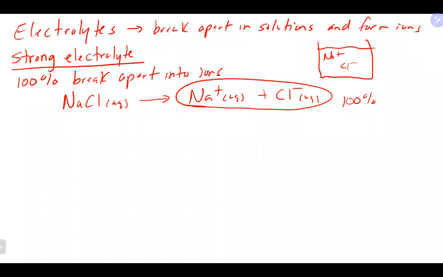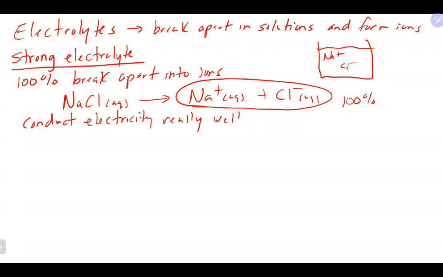They have completely broken apart. Because they have completely broken apart, you could think about it like a one-way street. It's all just going to dump out on the product side into ions. It makes a lot of ions really quickly, and strong electrolytes conduct electricity really well.